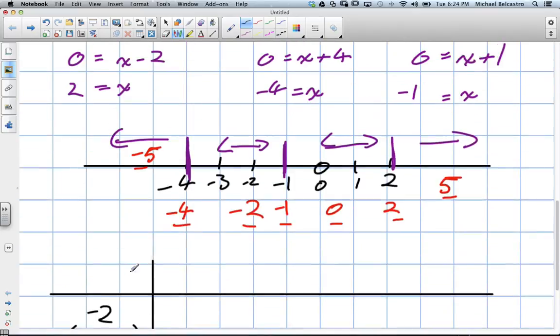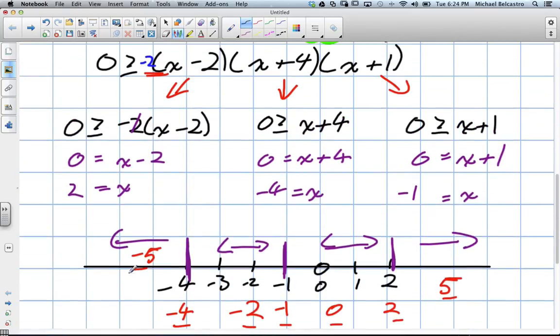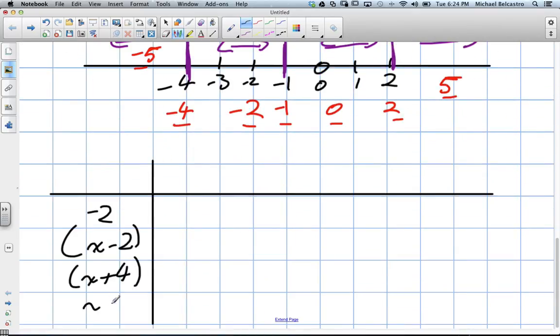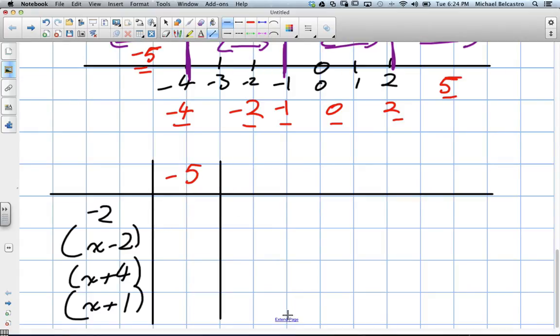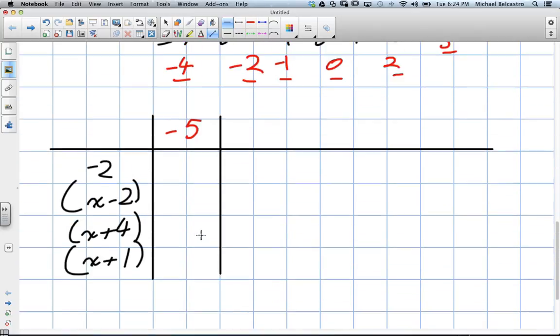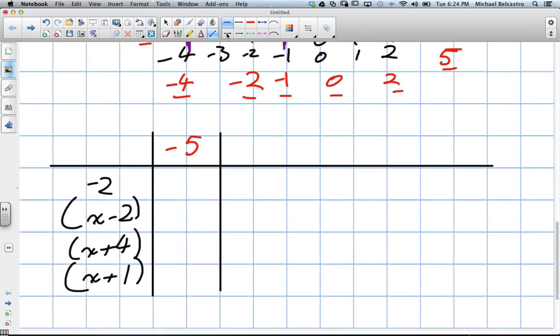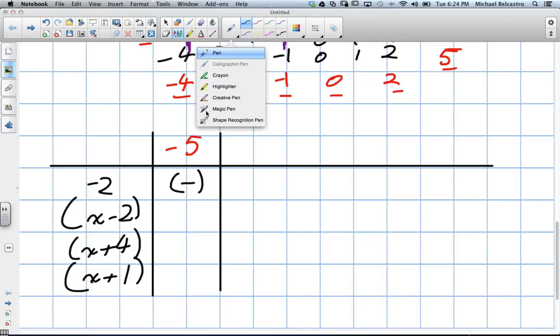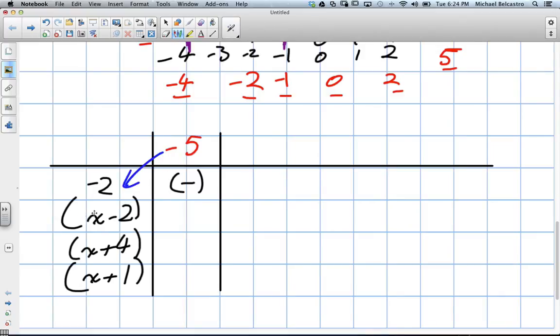And finally, we have x plus 1. So, for instance, for our first value of negative 5, if we were to plug negative 5 into this factored form, what we're going to do is set up a chart to see essentially what would we be. Would we be positive or would we be negative at this point? Well, negative 2 stays at negative 2. So no matter what, it's a negative term, right? So this will be negative. When I plug negative 5 into this part of the equation, negative 5 minus 2, we're negative again.